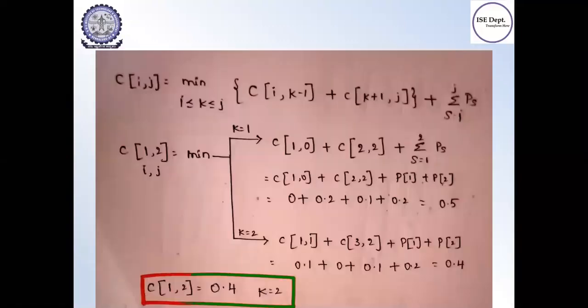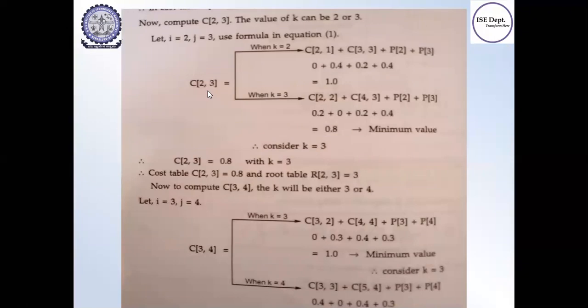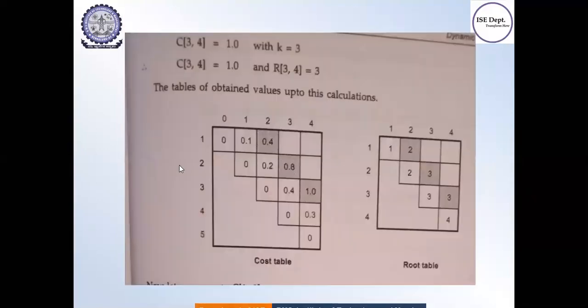Next, we need to go for this diagonal. So 2 comma 3, I need to do it. What are the possible values of k? K value is 2 and 3. Again, use this formula and you will get some values. The minimum out of 1.0 and 0.8 is 0.8. So 0.8, I can write it for 2 comma 3. So I have written it, 2 comma 3 value is 0.8.